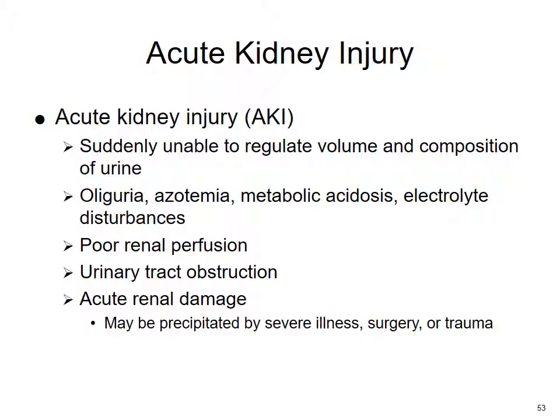So acute kidney injury is the sudden inability to regulate volume and composition of urine. It's going to manifest itself with oliguria, so decreased urine output, azotemia, metabolic acidosis, and electrolyte disturbances. There will be poor renal perfusion, there may be urinary tract obstruction, and acute renal damage occurs, and this is often precipitated by severe illness, surgery, or trauma.